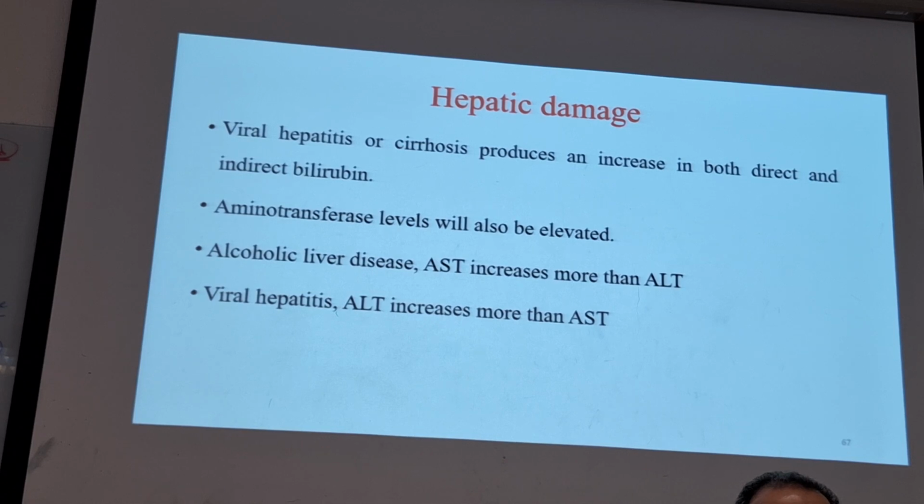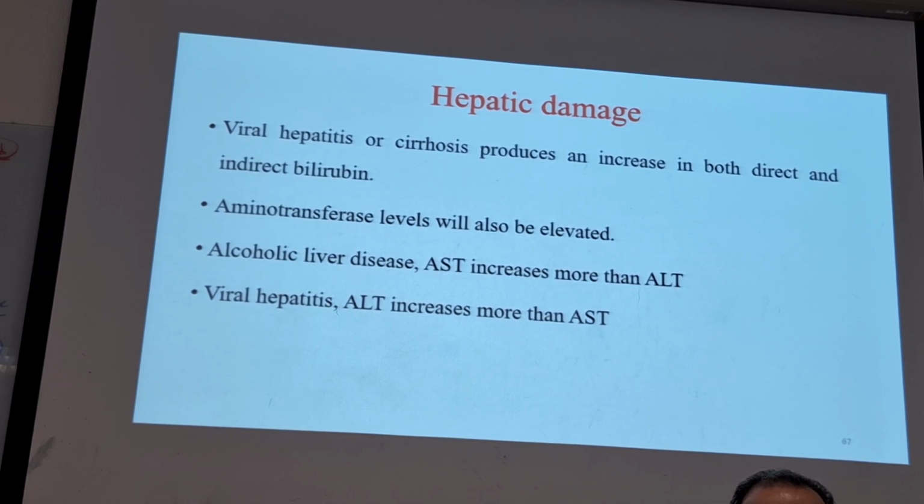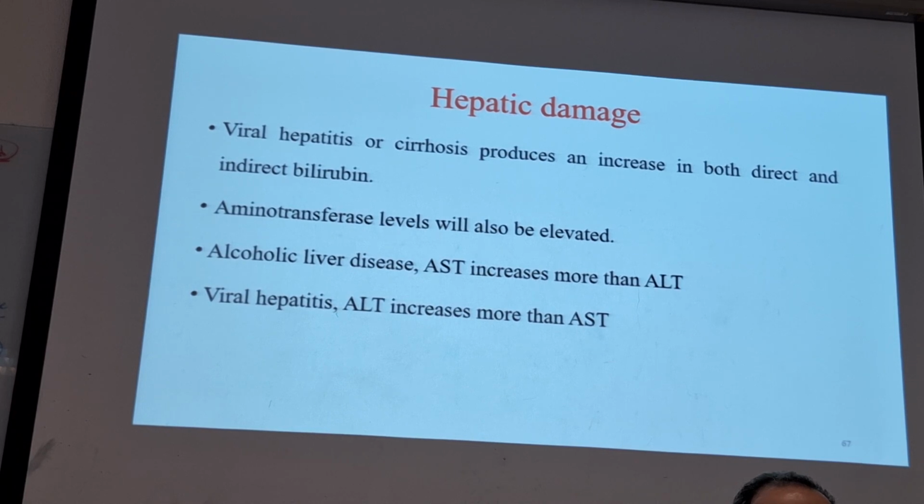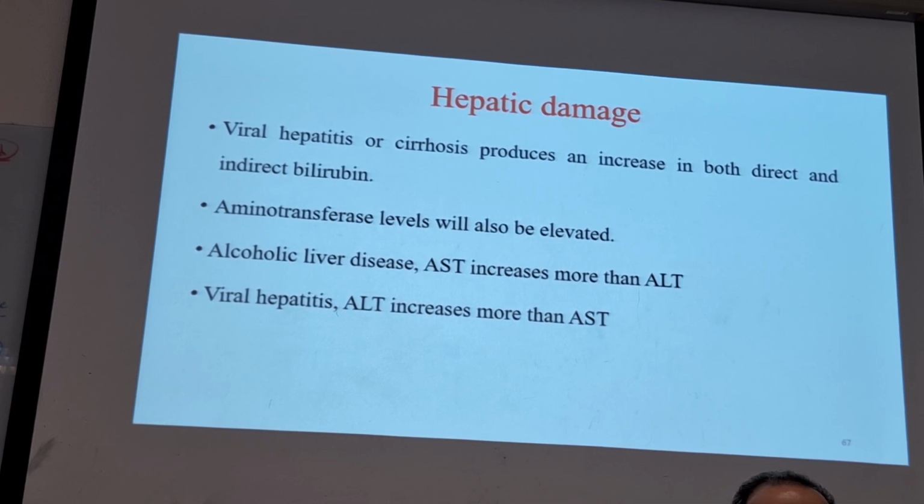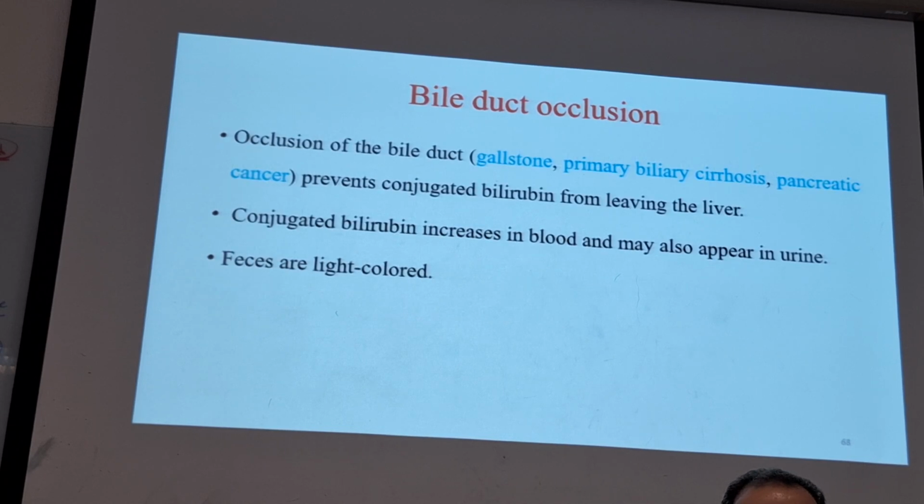Any kind of hepatic damage, viral hepatitis, cirrhosis, fibrosis, all of them lead to an increase in bilirubin. We can also see an increase in aminotransferase, and people who abuse alcohol also have a problem with increased bilirubin.